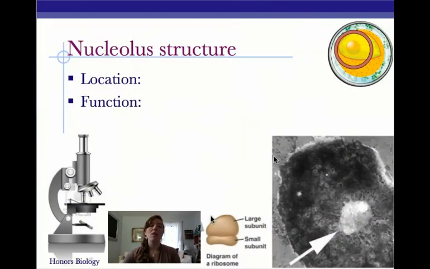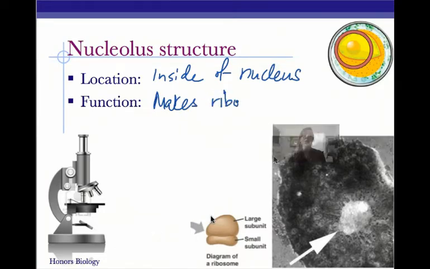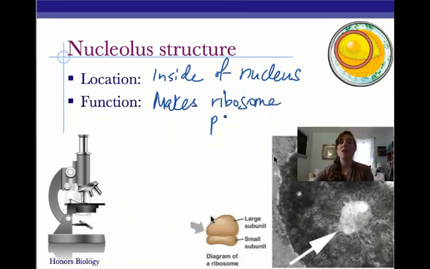Okay, let's go back to the nucleolus. Remember, it's a small circular organelle found within the nucleus. Its function is to produce the parts that will eventually be assembled into ribosomes. So we can in effect say that it creates the ribosomes. You may be asking yourself, what are ribosomes? Well, I've got an answer for you.